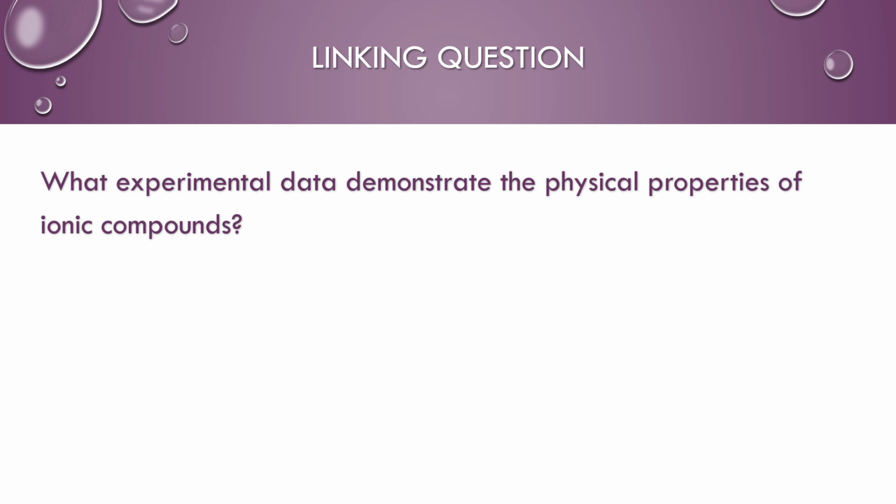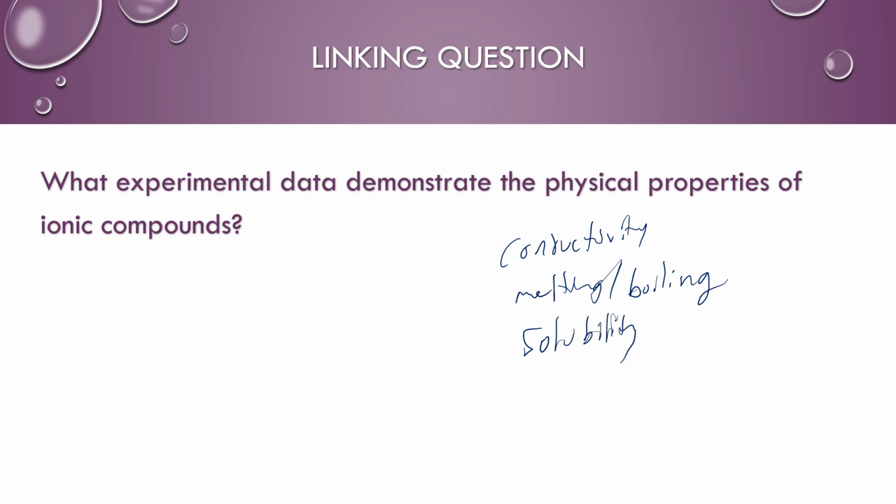So this section also links to some of our experimental techniques. What kind of data demonstrates the physical properties of ionic compounds? We can measure things like conductivity as a solid, and conductivity in solution. We can also measure things like melting point and boiling point. And we can also test things like solubility in water or in nonpolar solvents.